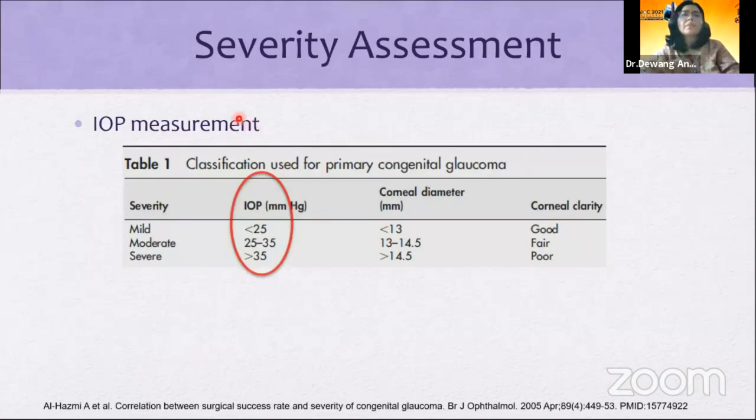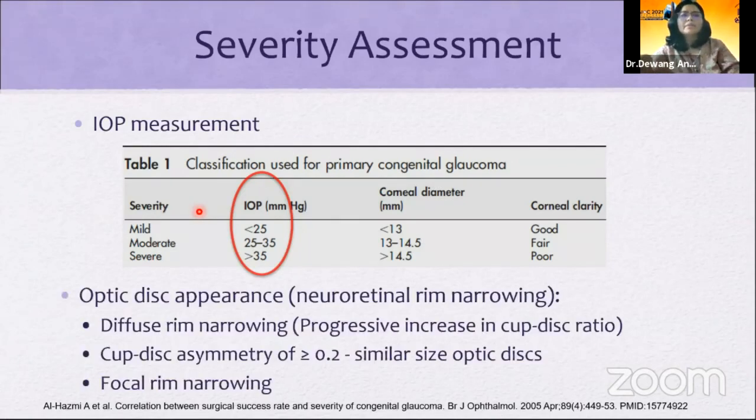Discussing one by one, again, IOP is the most commonly measured parameter, and any IOP more than 30 can be taken as a severe case. In the optic disc appearance, any disc which has a diffuse rim narrowing or a cup disc ratio more than 0.8 can be considered as severe, and any asymmetry also should be taken into account.